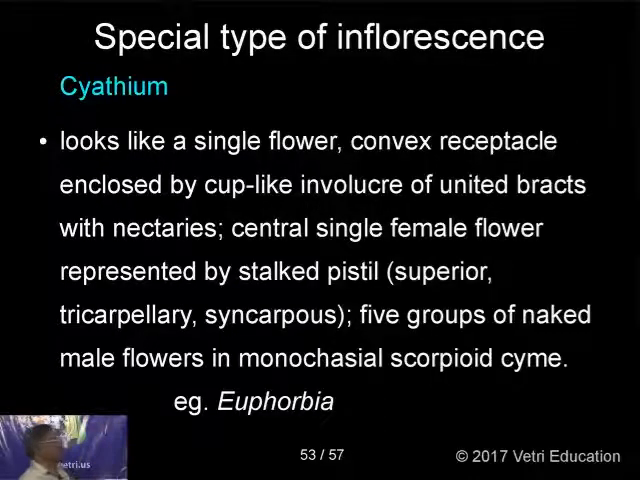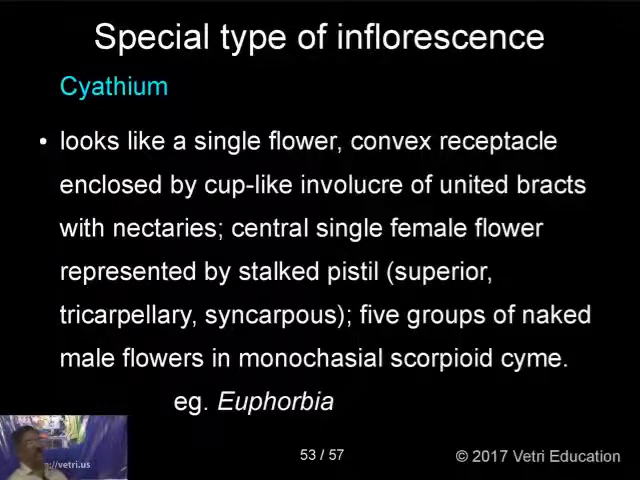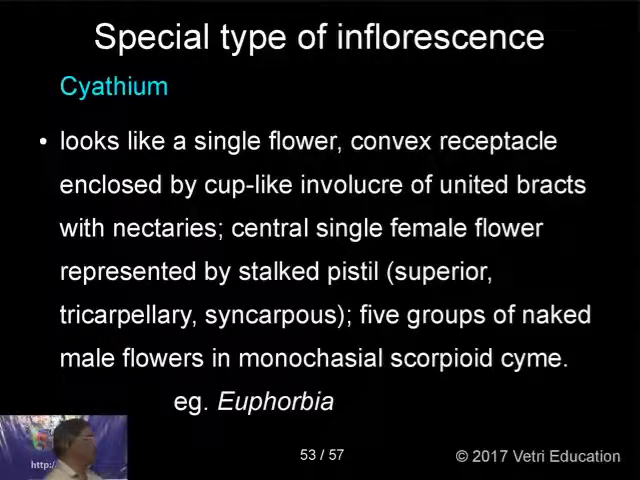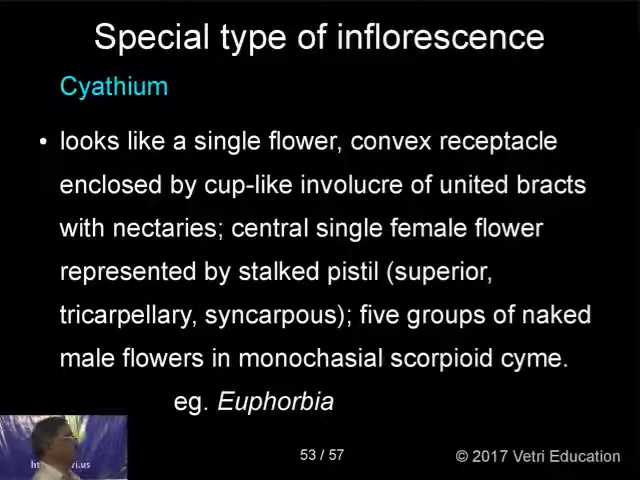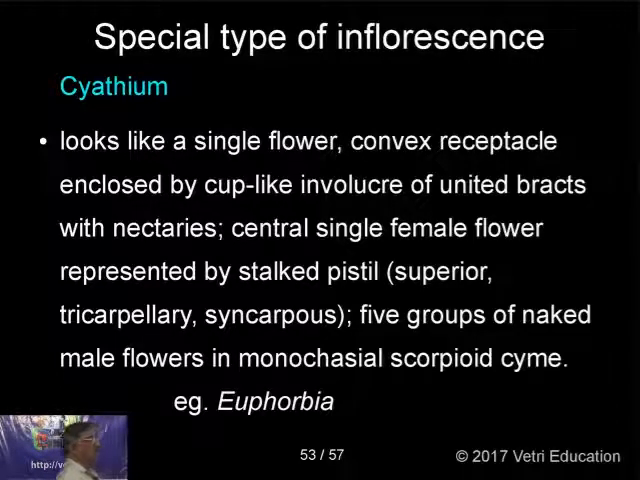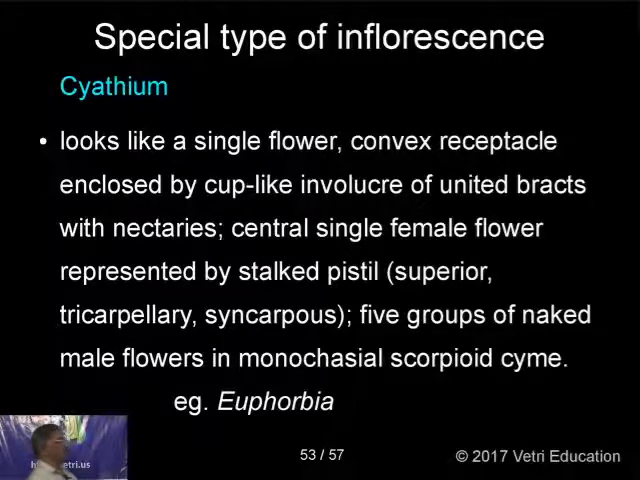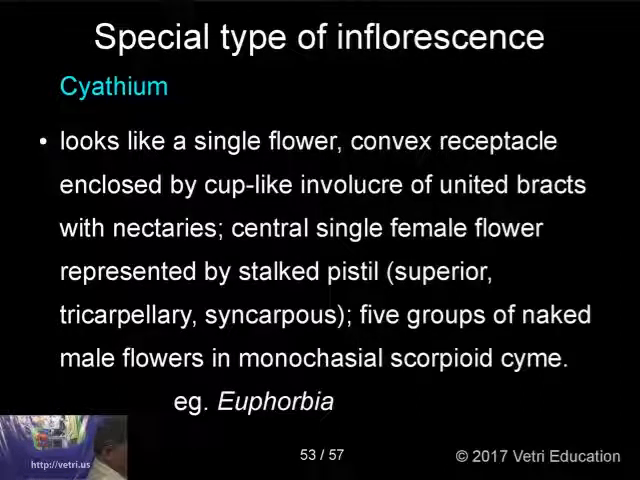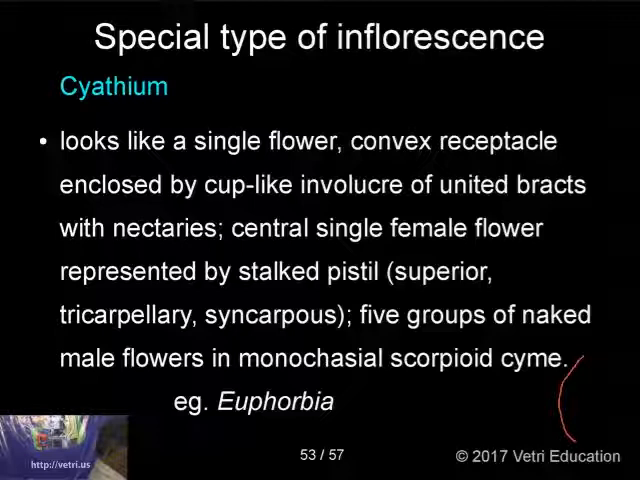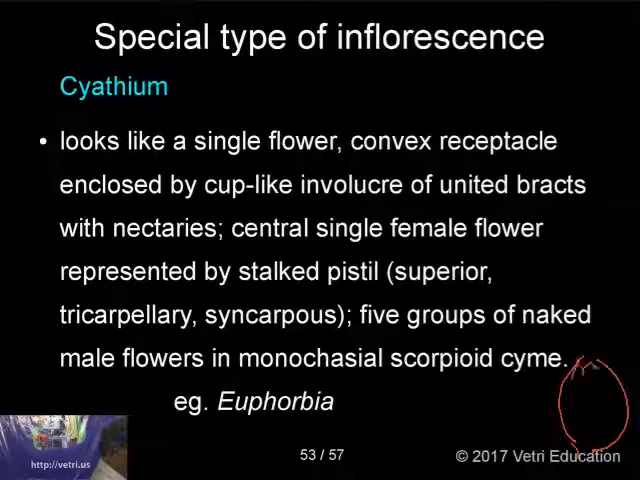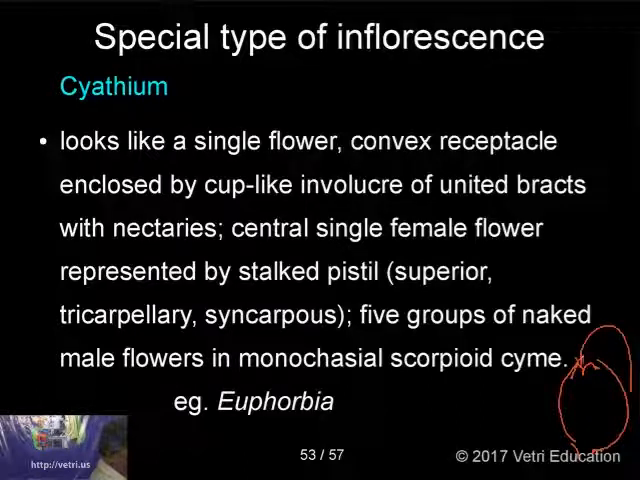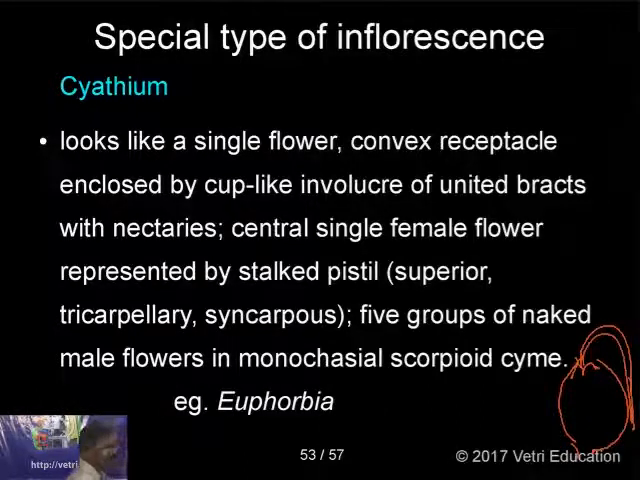The first one, cyathium inflorescence. Generally, it is the characteristic feature of the family Euphorbiaceae. In those, it looks like a single flower, a convex receptacle enclosed by a cup-like involucre. Here you can see the bracts are united together to form an involucre, and from this you can find one female flower comes out.